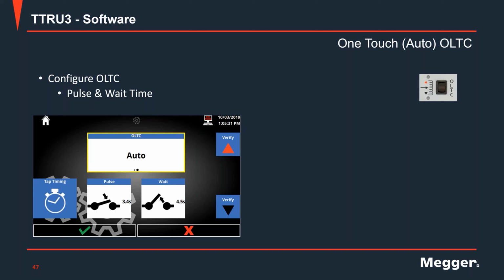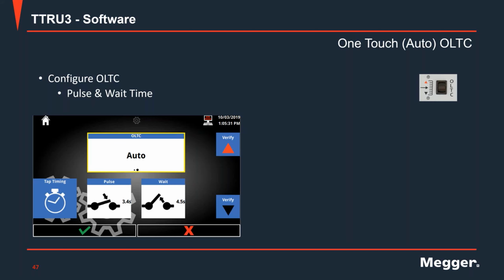The pulse time refers to how long the TTR will actually maintain the pulse to change the position of the tap changer, either up or down. And the wait time is how long the tap changer will take to go from one position to the other. So that is the manual way of configuring the timing of the tap.